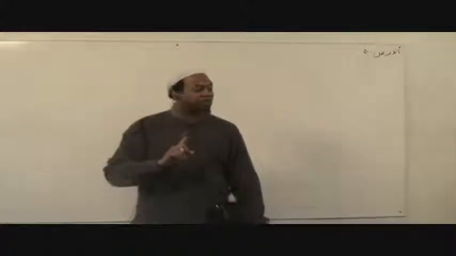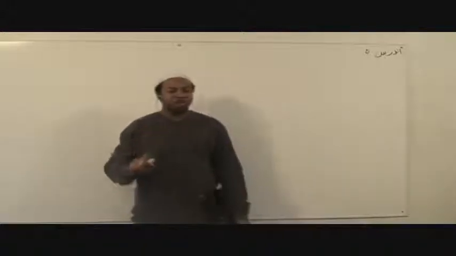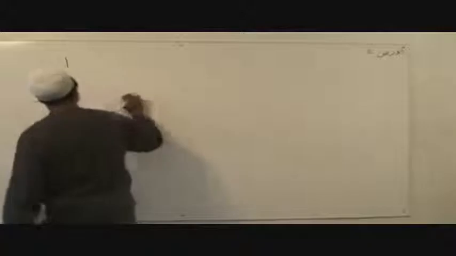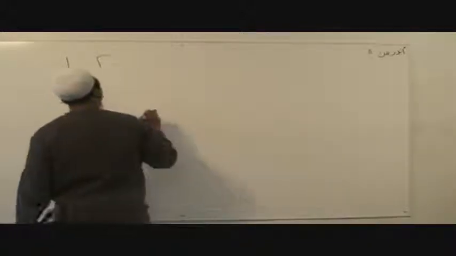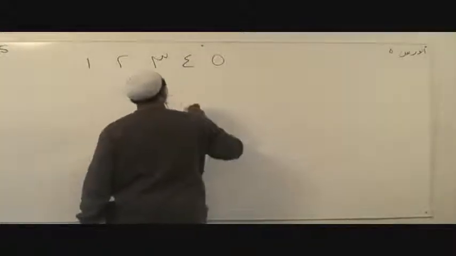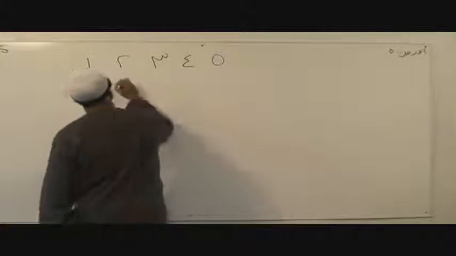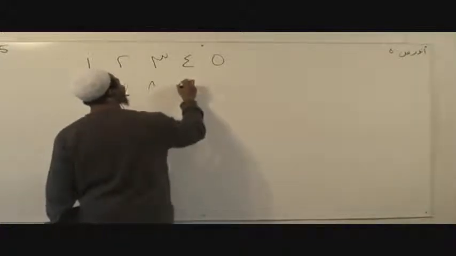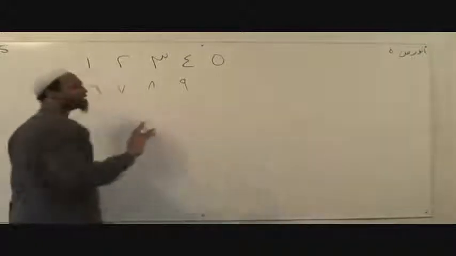Let's just do a quick review over numbers. We're going to do 1 to 9 in Arabic. So we say wahid, ithnan, thalatha, arba, khamsa, sitta, saba'a, thamanya, tis'a. We'll stop right there.